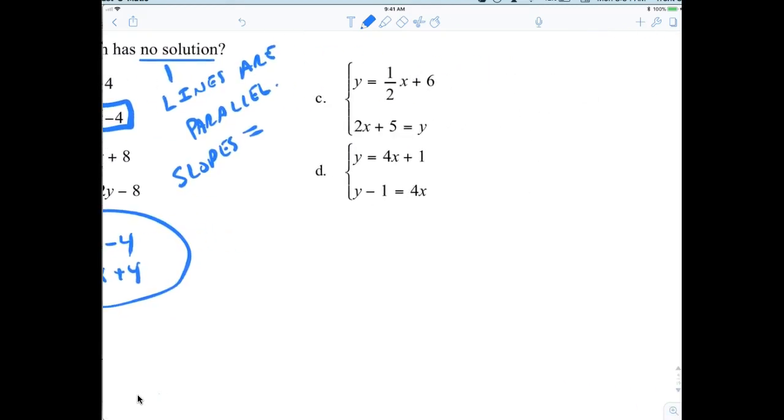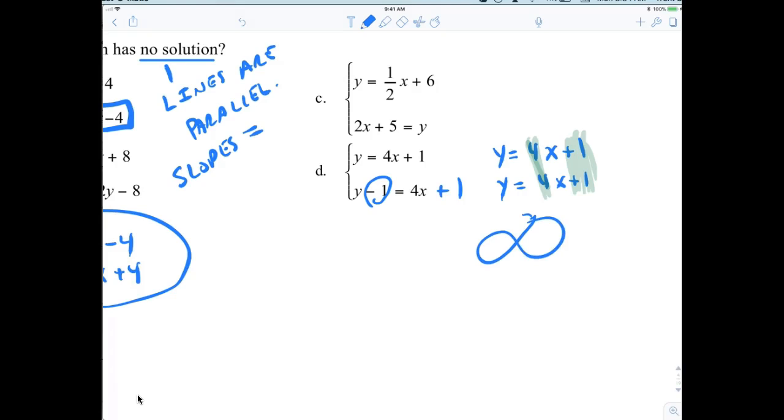Now, if we look over here, I add 1. So now I have, look, guys, I want you to take a special look at this one. y equals 4x plus 1 and y equals 4x plus 1. Are those lines parallel? It looks like it because they have the same slope. But what else is true? They have the same y-intercept. Therefore, it is the same line. So in this case, there would be an infinite number of solutions.